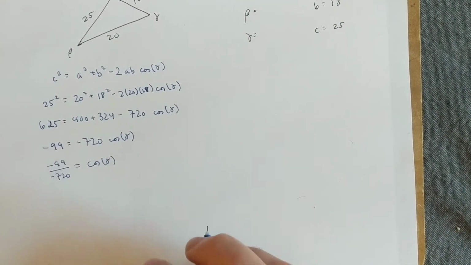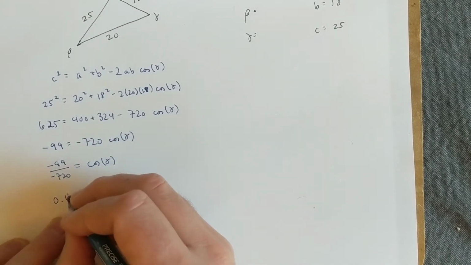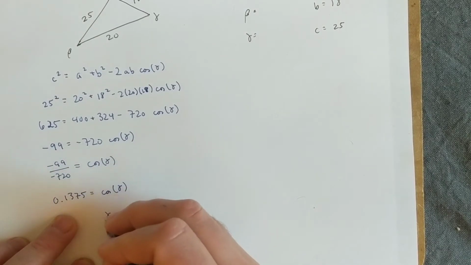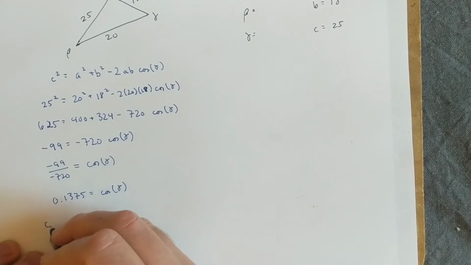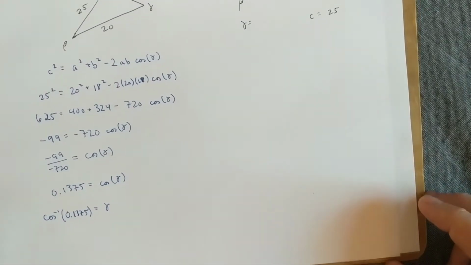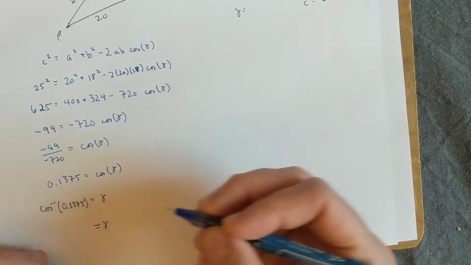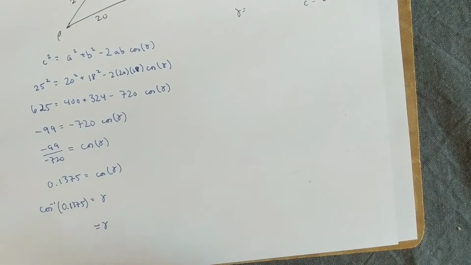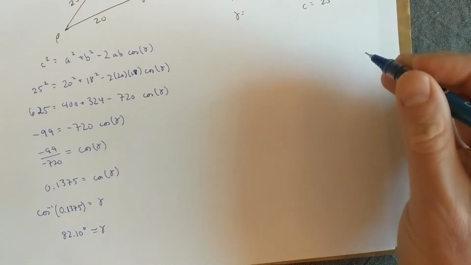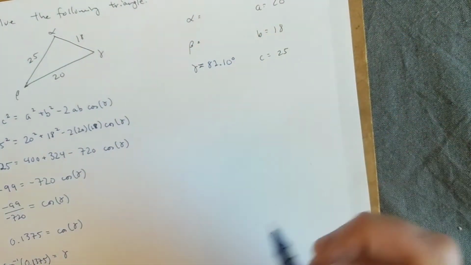So negative 99 over negative 720 is about, or maybe it's actually exactly 0.1375. And then to find gamma, I'm just going to take the cosine inverse of 0.1375. So then this will tell me what angle has the cosine 0.1375, between 0 and 180 degrees. So gamma is approximately, in degrees, 82.10. So if we go up here, 82.10 degrees. Okay, so there's one of them.